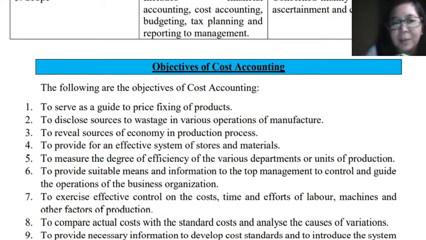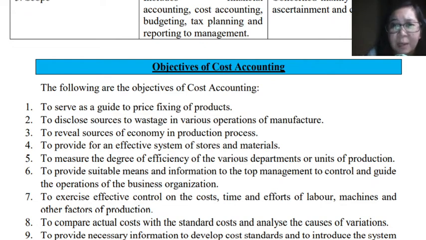Okay. Number 8, cost accounting also compares actual costs with the standard costs and analyzes the causes of variation. When we say standard cost, this is normally what is predetermined or budgeted, or what the management has expected and planned. And then these planned costs will be compared with the actual cost that was incurred, and any variations, overage or shortage, should be investigated.